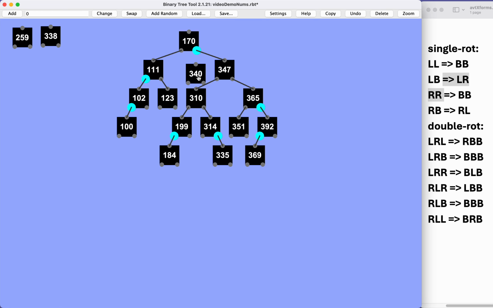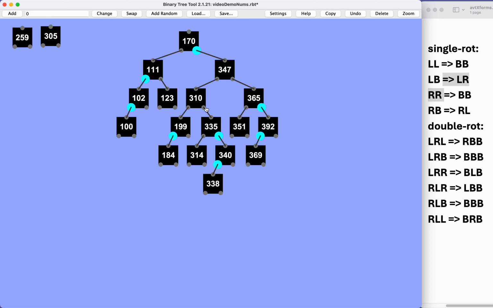340 comes down right to there. Grew on that side. This is already right leaning. I have a right-right transformation, which is make those two guys balanced and do a single rotation. 338 is going to come right down here. And I will have growth. I'm going to see the tree growing all the way up.